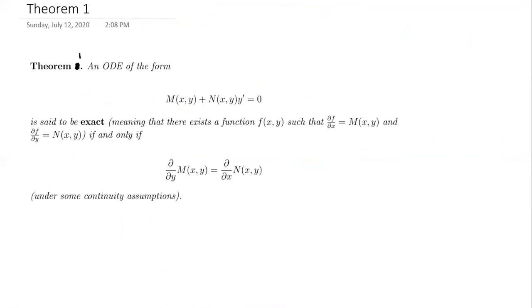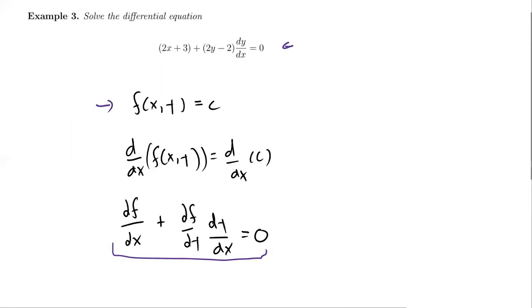Okay. So theorem 1: an ODE of the form some expression involving x and y plus some expression involving x and y times y prime equal to 0. And that's exactly the form we have here. This would be our M. This would be our N.